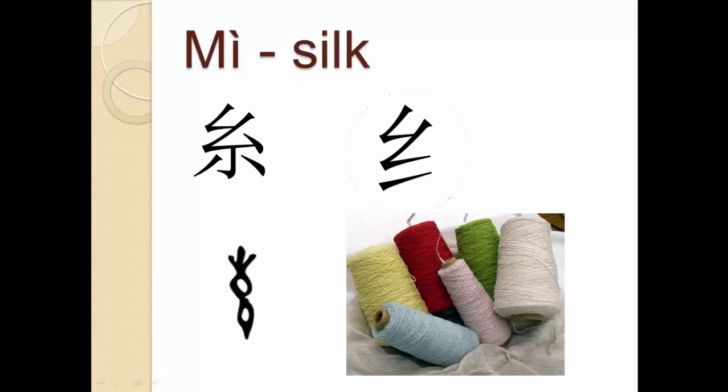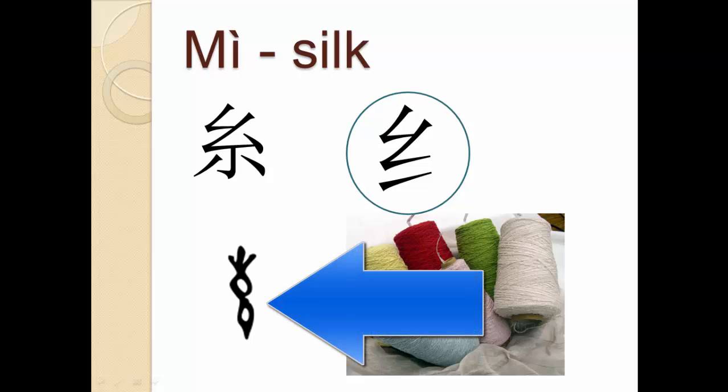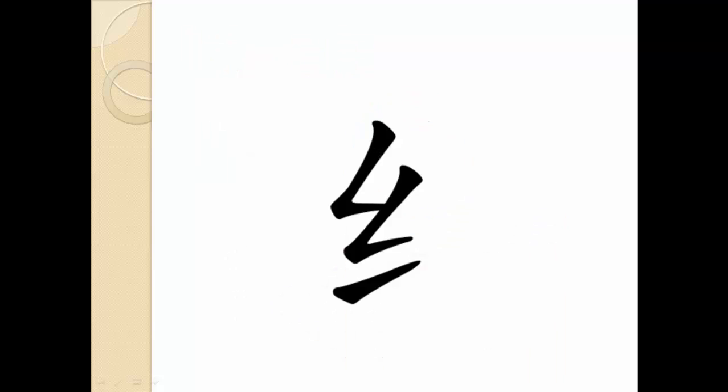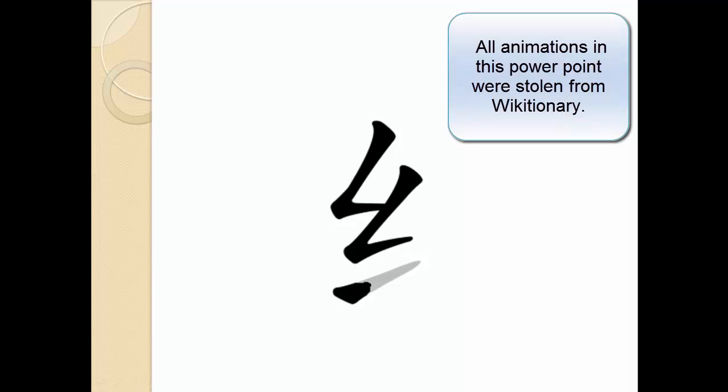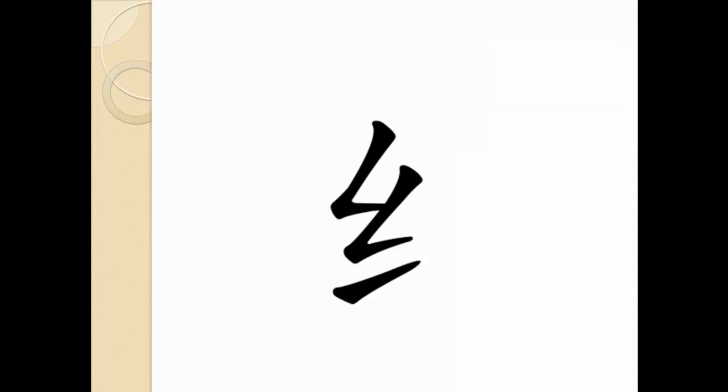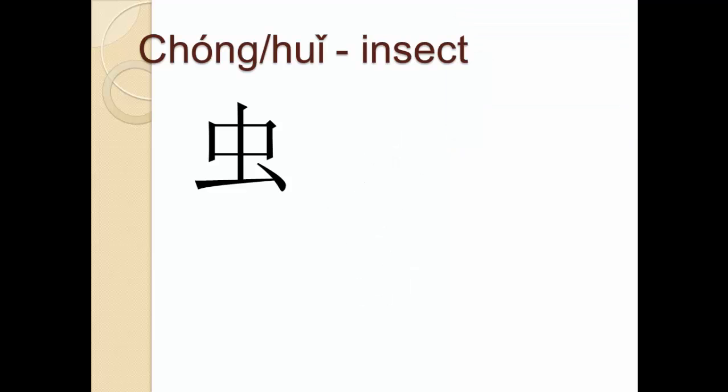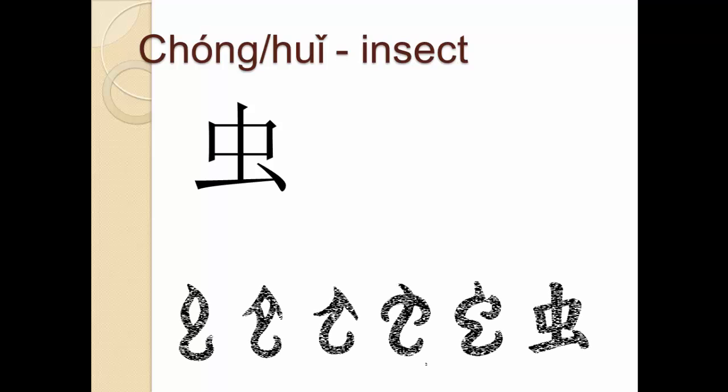And you will need to know the simplified form here. It looks like stitch, stitch, needle. The original form of silk looked like two strands of silk that were being spun together. This is from the original form about 3,000 years ago. Here's the animation for how to write it. Stitch, stitch, needle.